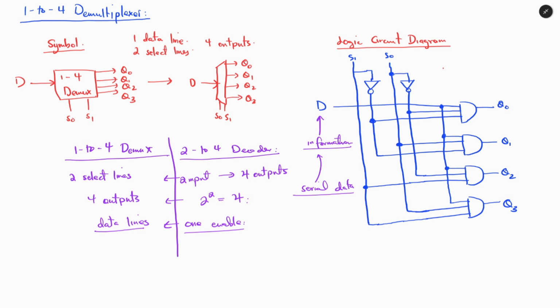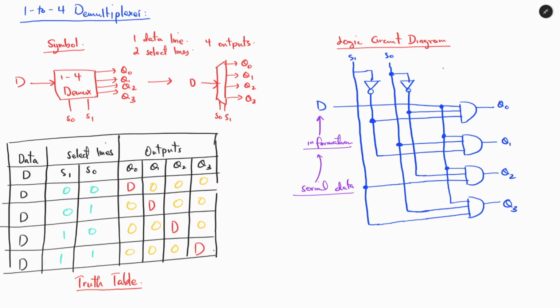And we can now compare the truth tables, and we can see how those two are the same, but in terms of application, it is different. A 1 to 4 multiplexer has a different operation, and a 2 to 4 decoder also has a different operation. Now I will draw the truth table for the 1 to 4 demultiplexer.